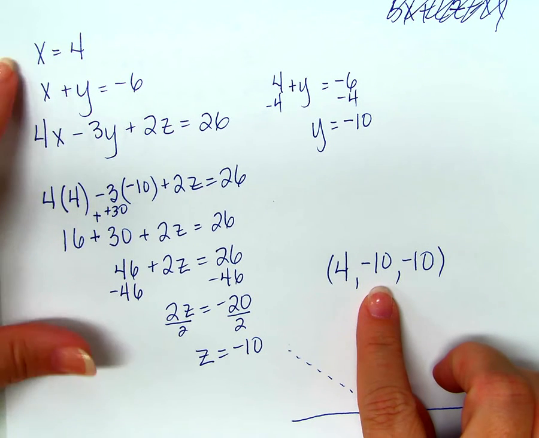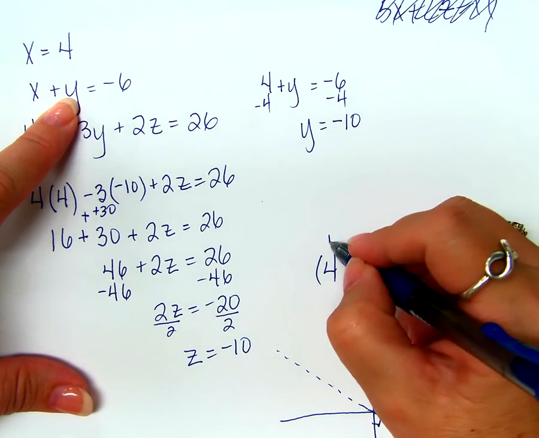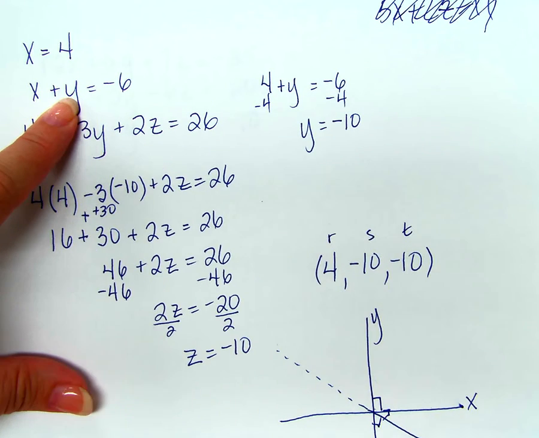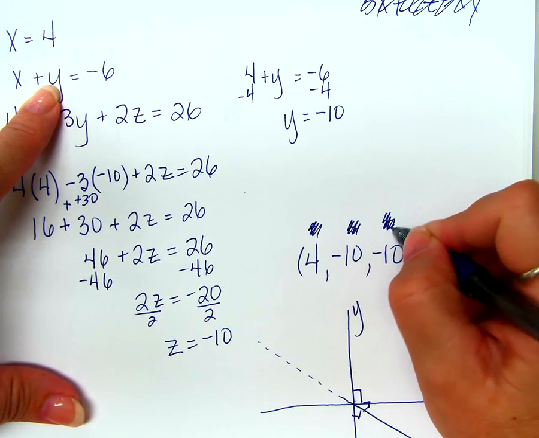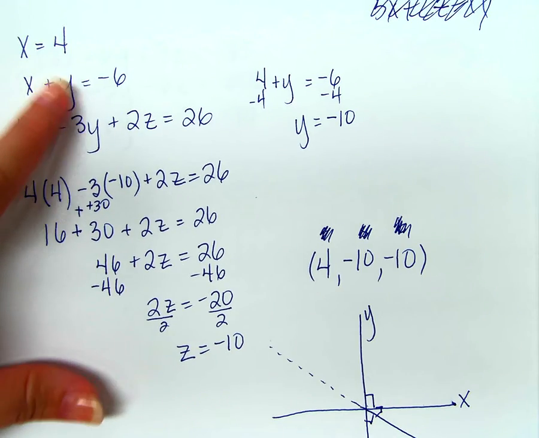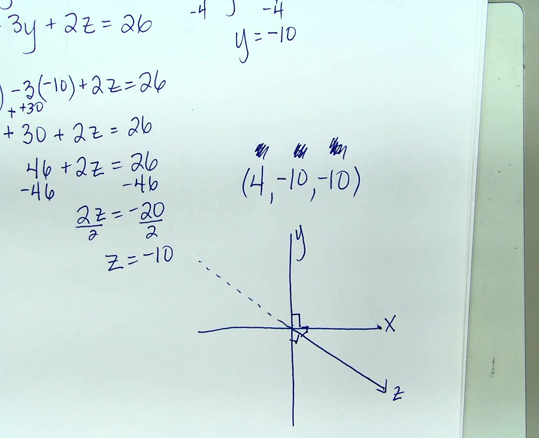Okay? So if this was like R, S, and T, you're absolutely right. We need to label which one was which, so we would know for sure. So we don't just assume it's in alphabetical order, but we used X, Y, and Z, and we can know that that's in 3-dimensional space with the x-axis, the y-axis, and the z-axis. Okay? Any questions about that?